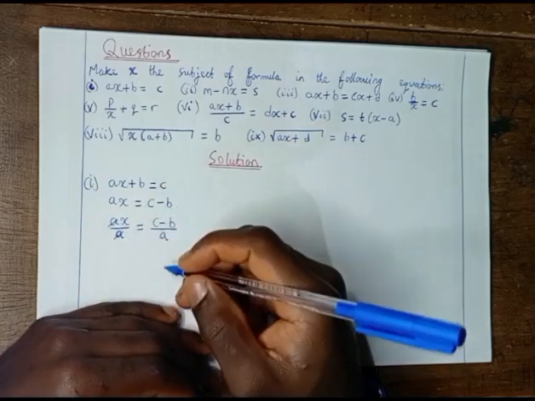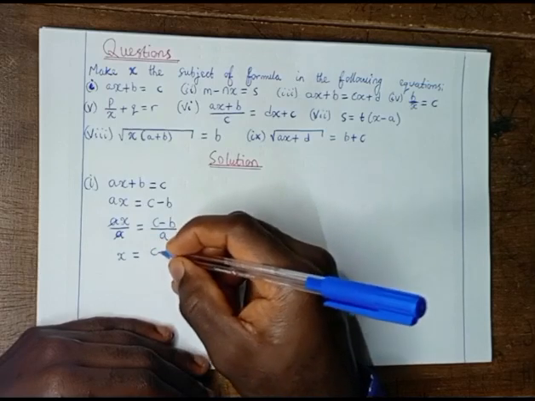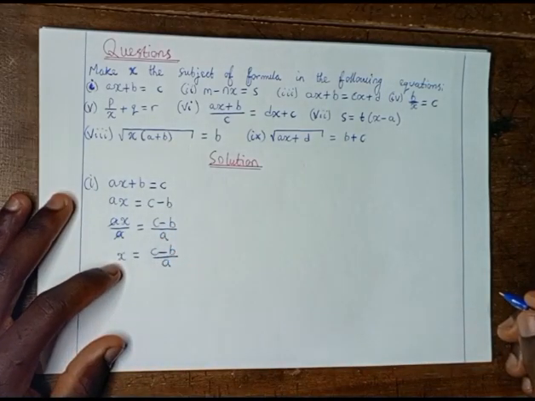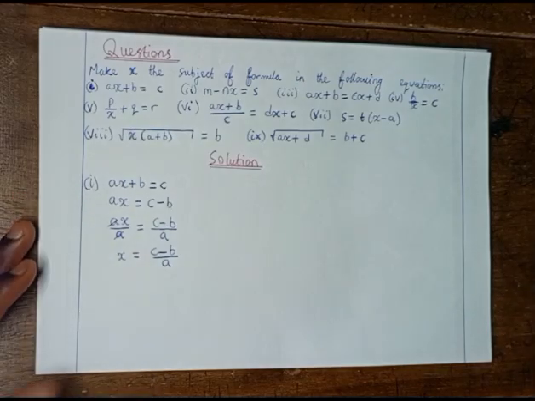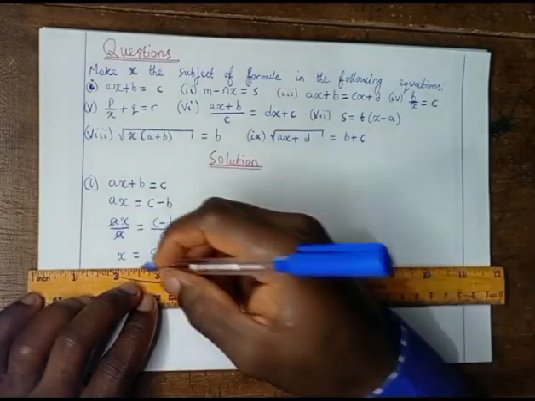A will cancel a. We'll be left with x to be equal to c minus b on a. Finally, x is alone on one side of the equation. We have succeeded in making x the subject of formula. We end here.